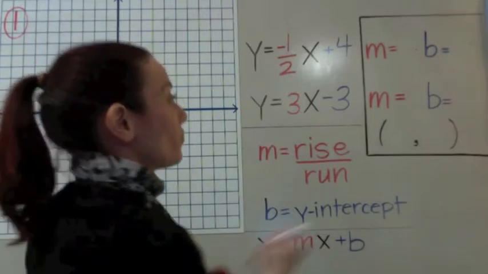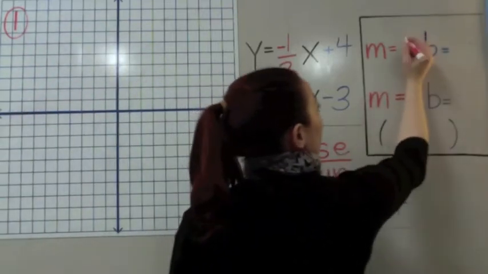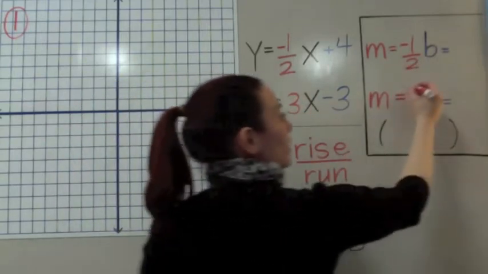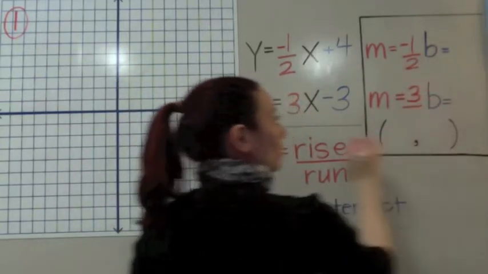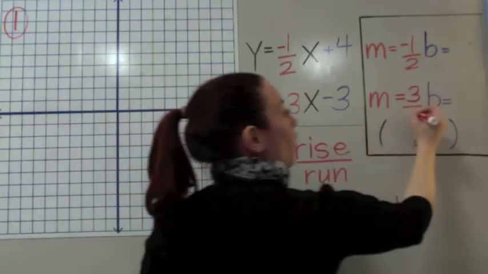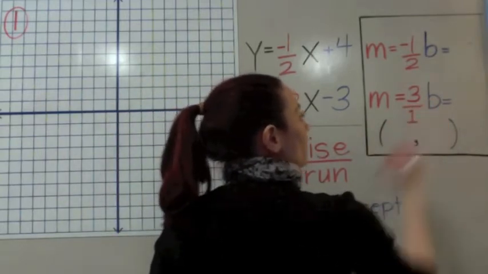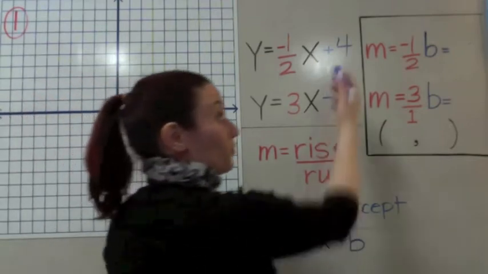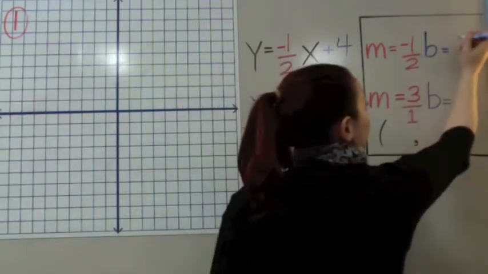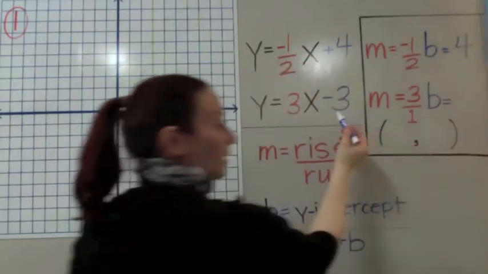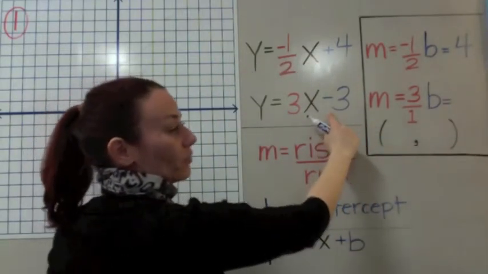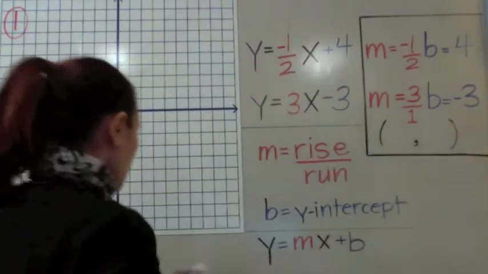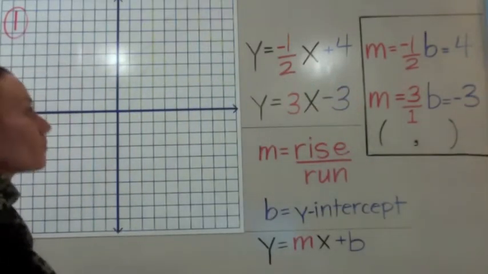First, what's the slope of the first line? It's negative 1 over 2. And the slope of the second line is 3 over, what do I put under it? A 1, right? That's the run. To graph the lines, we have to identify the y-intercept. So in the first line, the y-intercept is positive 4. What about the second line? What's the y-intercept? It's negative 3. Great.